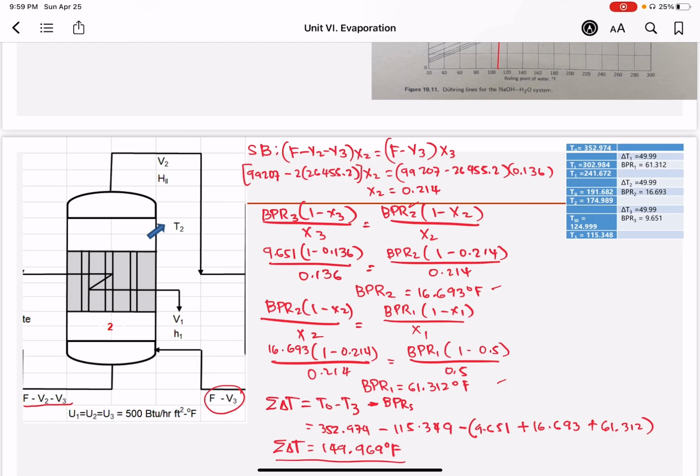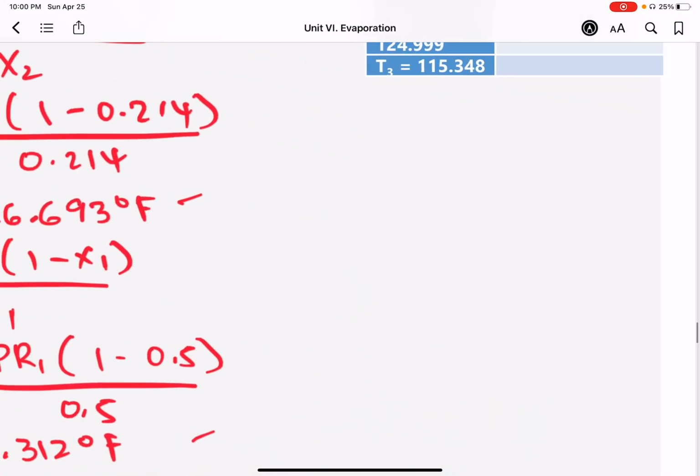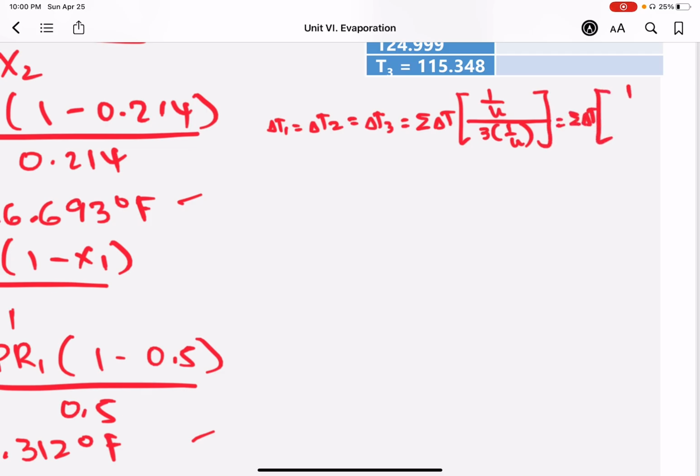Then, since I know already my summation of delta T, you know for a fact that your delta T1 is equivalent to delta T2, equivalent to delta T3. So I know already that delta T1 is equal to delta T2, delta T3, and that is equivalent to your summation of delta T multiplied by 1 over U all over the summation 1 over U1, 1 over U2 plus 1 over U3, or so you will not be confused, it is 1 over U all over 1 over U1, 1 over U2 plus 1 over U sub 3.